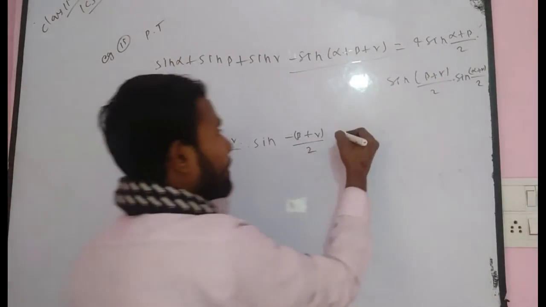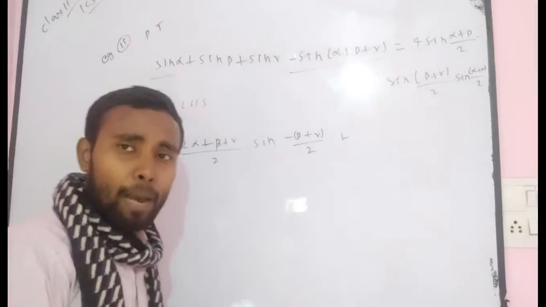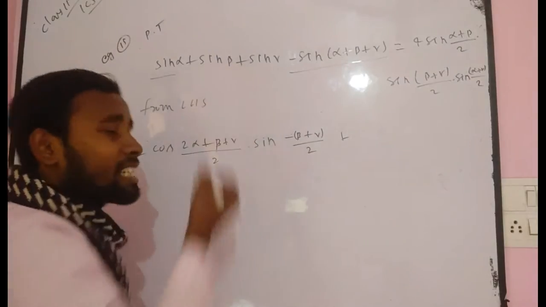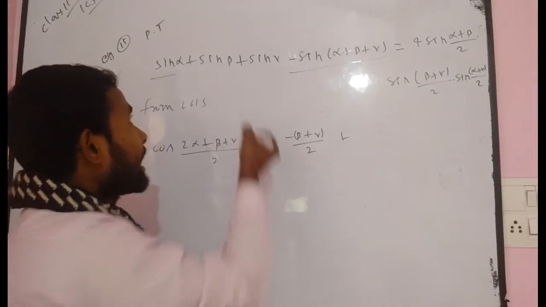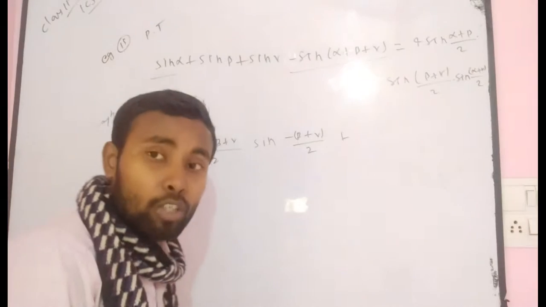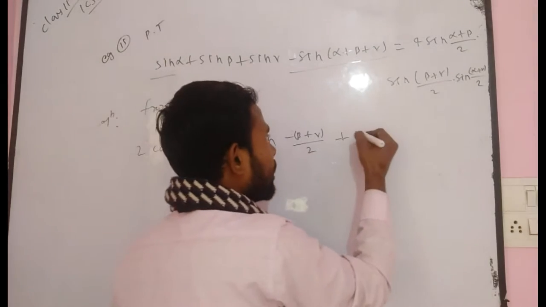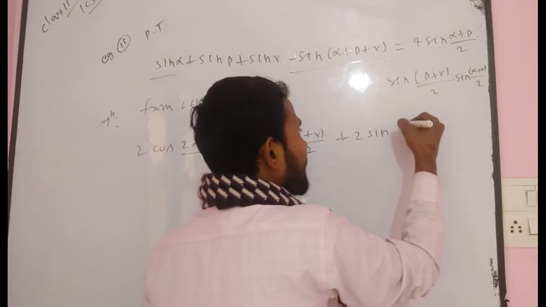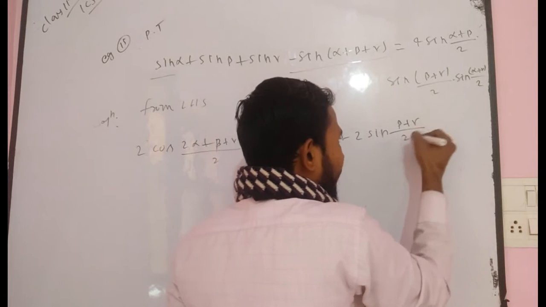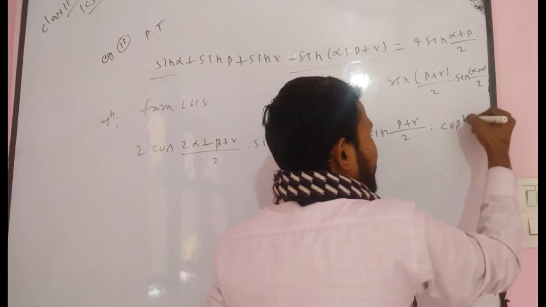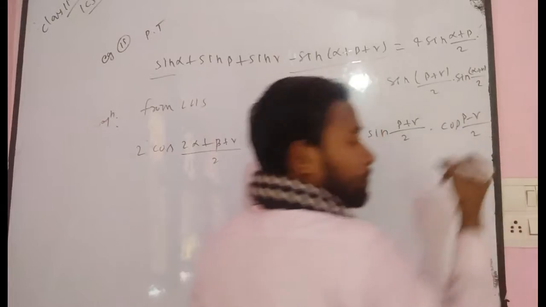And another term will be sin beta plus sin gamma. As you know, it is just like sin c plus sin d, and sin c plus sin d is equal to 2 sin c plus d by 2 into cos c minus d by 2. Can you write it again? 2 sin beta plus gamma by 2 into cos beta minus gamma by 2.